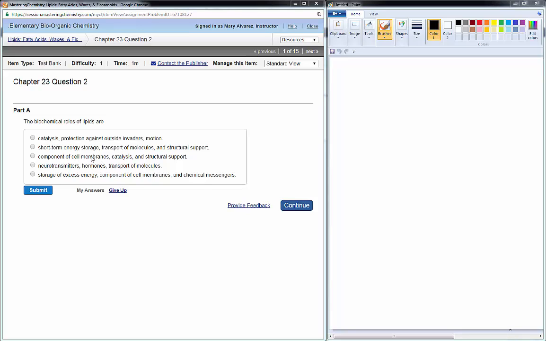Component of cell membranes, yes, they do that. But again, we determined that they don't do catalyzing reactions, so we can eliminate this option. Neurotransmitters, hormones, transport, nope, those are proteins as well. So it looks like by process of elimination, this is our answer. Storage of excess energy, yes, that's fats. Component of cell membranes, yes, that's the lipid bilayer. And chemical messengers, yes, that's hormones, specifically the eicosanoids, local hormones. So that's the one we want.